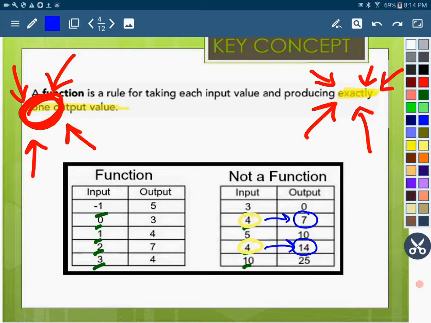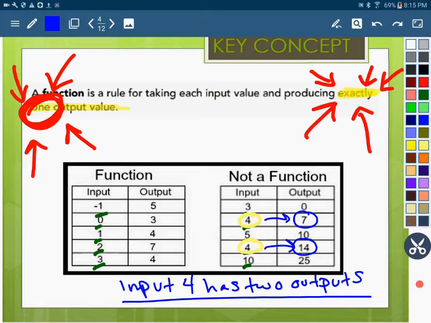That means it is not a function because the input 4, if I make sure I can spell that, input 4 has two outputs. Okay, that's how we would write that in words. The input 4 has two outputs. That's a good reason, if you ever had to write that somewhere, as to why the function or the table on the left is not a function.